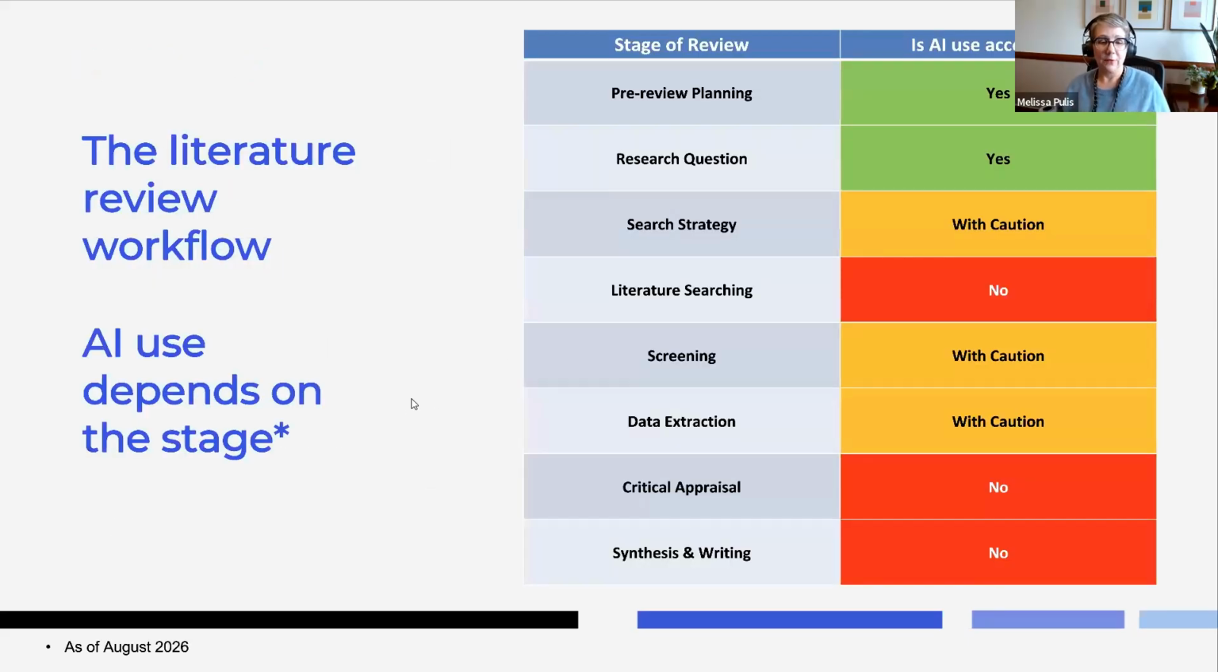All right, so moving on from the stated guidelines, when you use AI really has an impact on whether it's okay or not. So looking at the different stages of a review here, you'll see in that far right column whether AI use is acceptable or not. There's some yeses, some no's, and there's some with cautions. So I'm going to go through these stages one by one and give you some tools to use and give you a little bit more context about why it's a yes, no, or a with caution.